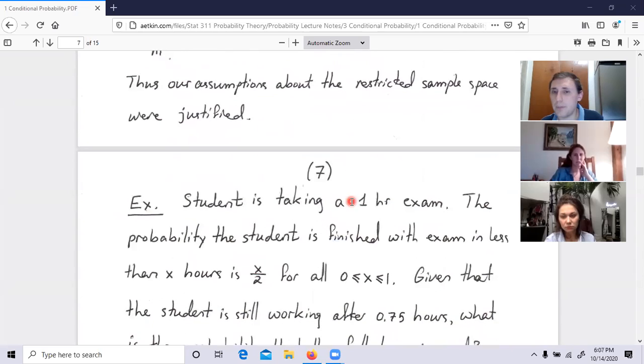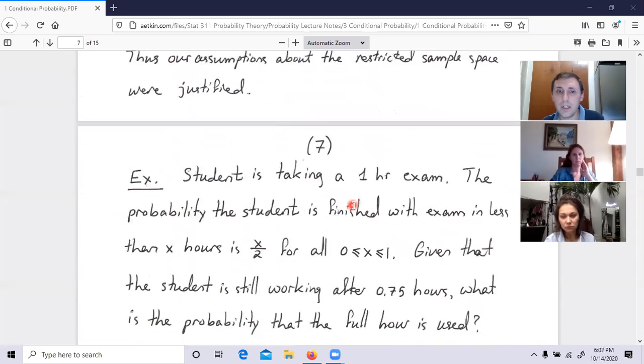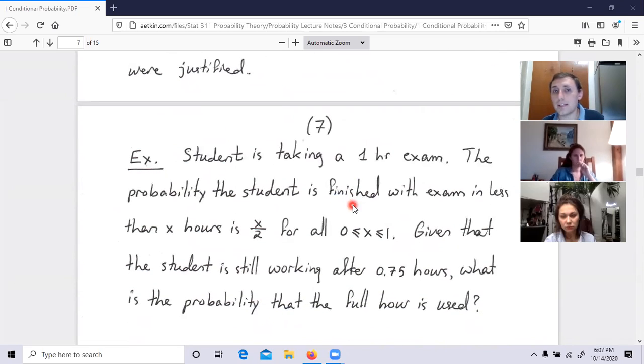Here is another question, possibly slightly harder, okay? And possibly it hits closer to heart. A student is taking a 1-hour exam. The probability the student is finished with the exam in less than X hours is X divided by 2 for all X between 0 and 1. So for example, the probability the student finishes the exam by the end of the hour is 1/2. So it's not likely the student is going to survive. Given that the student is still working after 0.75 hours, what is the probability that the full hour is needed? In other words, the student doesn't leave until the exam is taken away from him.